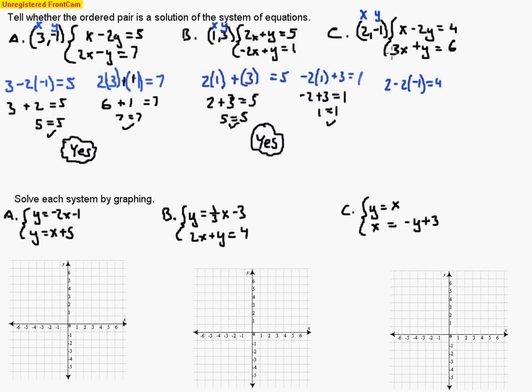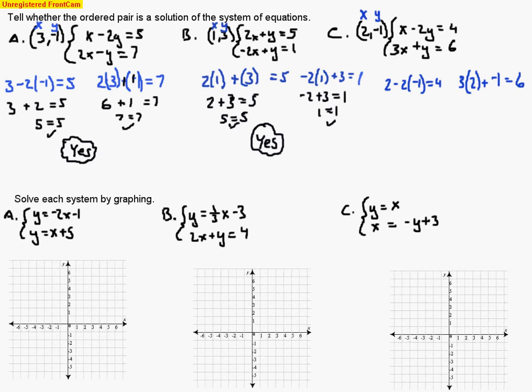So we try the next one. Again, 3 times x. So it's going to be 3 times, the x value is 2, and then bring down that plus sign, and y is -1. And this should all equal 6. So let's see if it does.